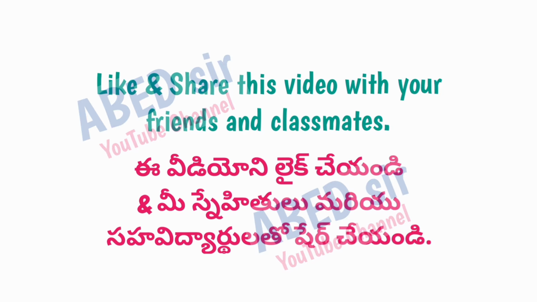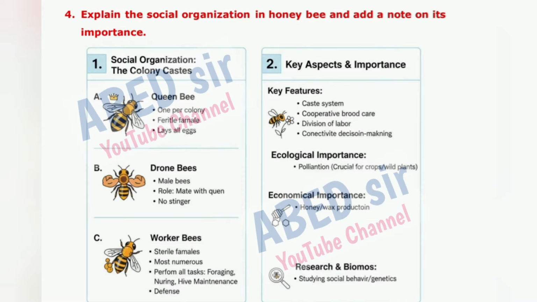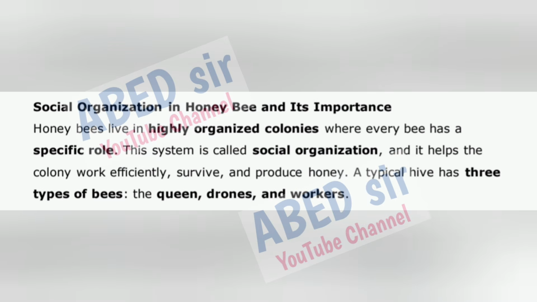Next important long question is 4. Explain the social organization in honey bee and add a note on its importance. Social organization in honey bee and its importance. Honey bees live in highly organized colonies where every bee has a specific role. This system is called social organization, and it helps the colony work efficiently, survive, and produce honey.